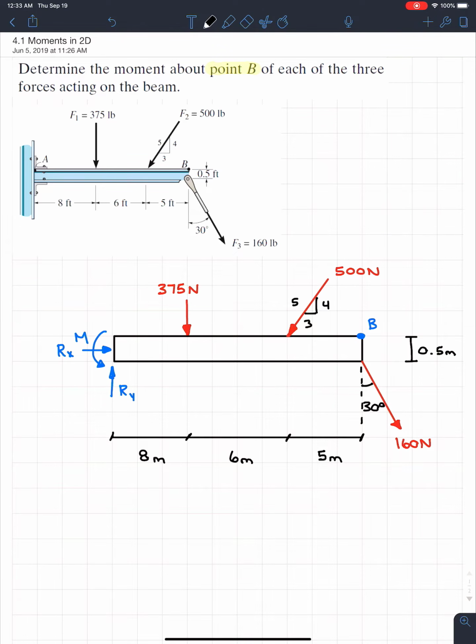So this right here would be a good free body diagram for the second half of the course when you're dealing with beams a lot. So it's just good to be ready for. In this example, though, it's a little bit easier.